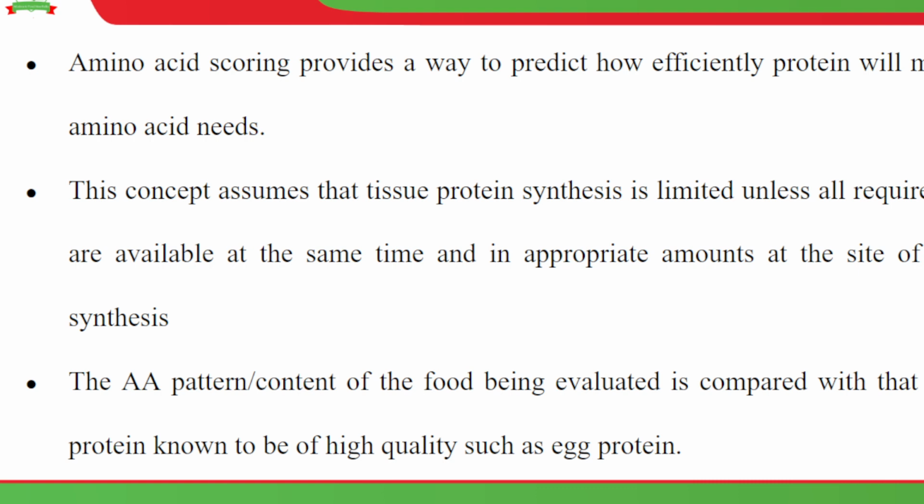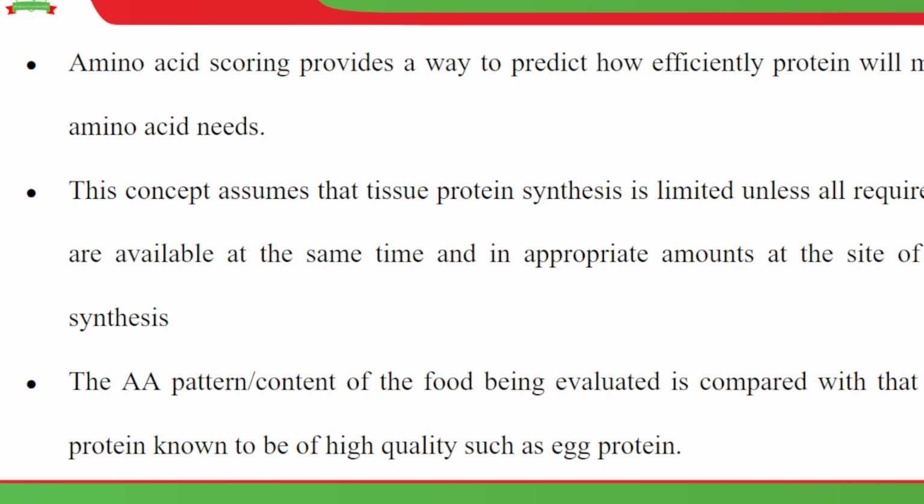Let's look at this: your body wants to make a certain protein, but then an amino acid is missing, meaning your body won't make it. So this amino acid score tells us how efficiently a protein will be able to meet a person's amino acid needs. Meaning, if you need to make a certain protein, can this protein provide for you all the amino acids you need to make your proteins in your body? So that's basically what you call an amino acid score.